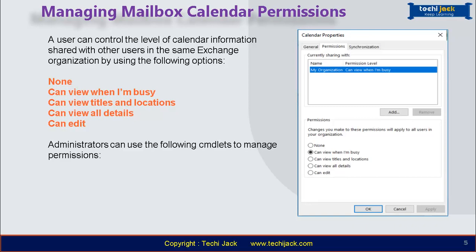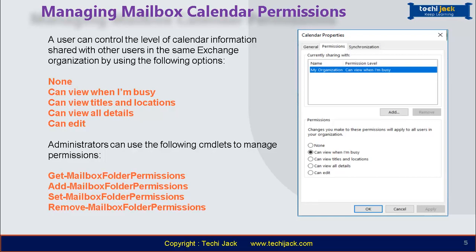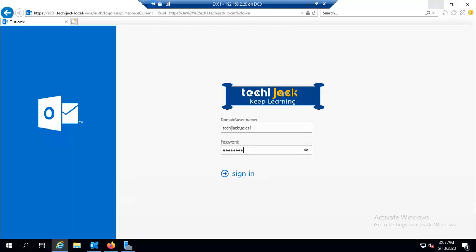If you are the administrator of an Exchange Server organization, you must use the Exchange Management Shell to manage the permissions on user mailboxes and mailbox items. To achieve this, you should use the Get-MailboxFolderPermission and Add-MailboxFolderPermission cmdlets. You can use these cmdlets to manage permissions on any mailbox folder, including calendar. You can use Get-MailboxFolderPermission, Add-MailboxFolderPermission, Set-MailboxFolderPermission, and Remove-MailboxFolderPermission. Let's see the demonstration of managing mailbox calendar permissions.